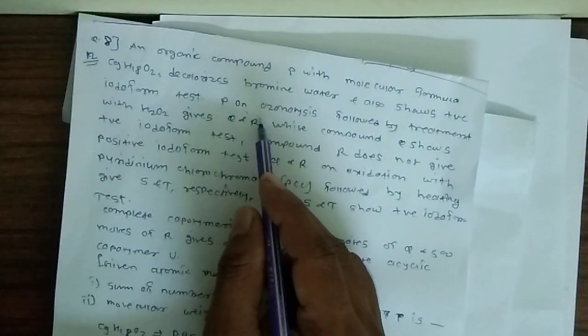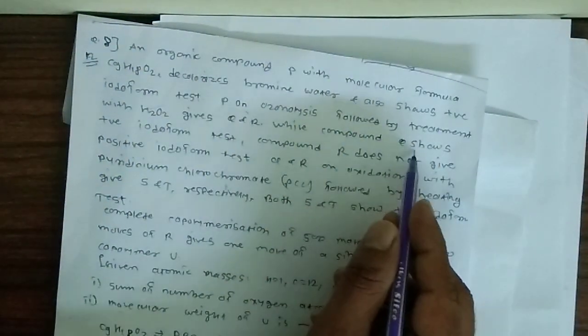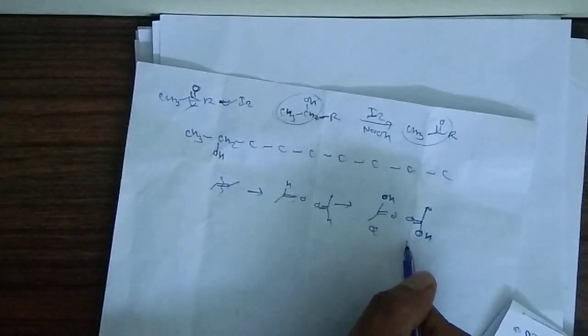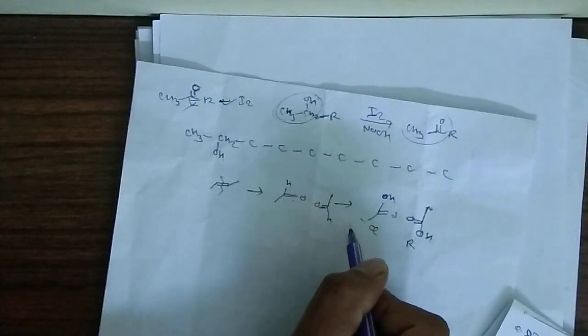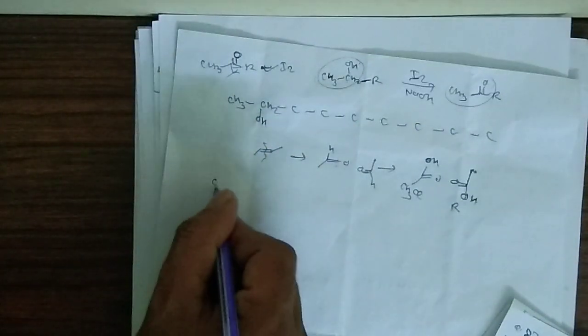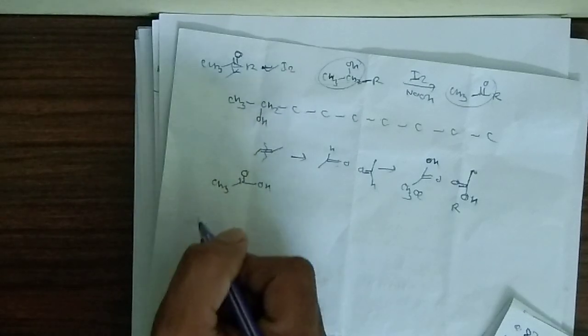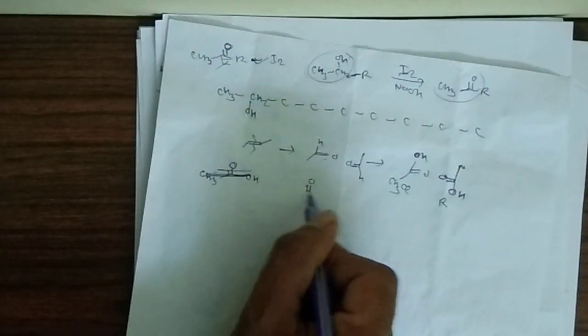Again, it gives Q and R, while compound Q shows a positive iodoform test. Suppose this is our Q, this is R. Q should give a positive iodoform test. Means what should be there? CH3 should be there. So our structure of Q should be like that. Obviously, an acid does not give a positive iodoform test, so our acid should be there.